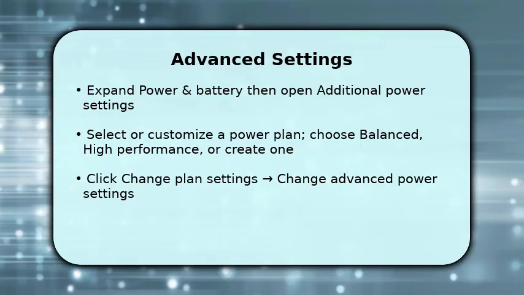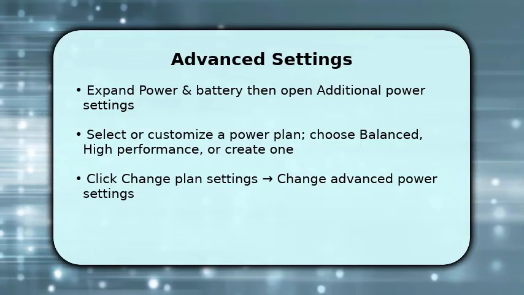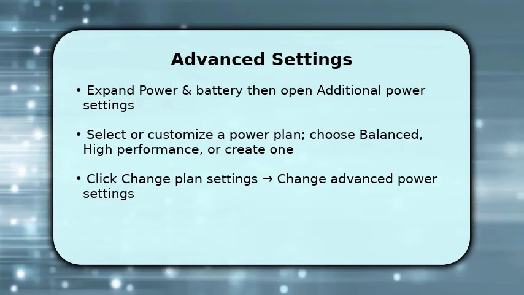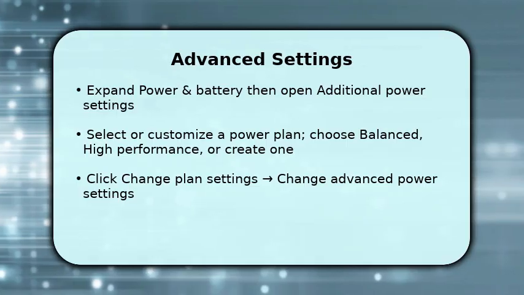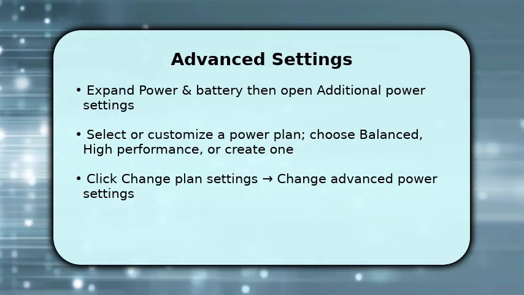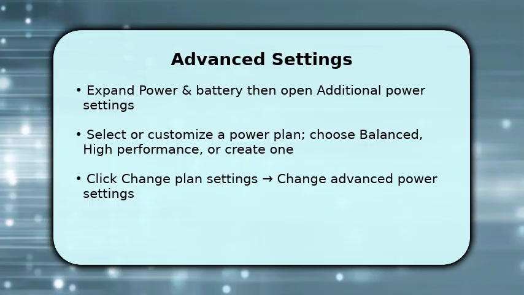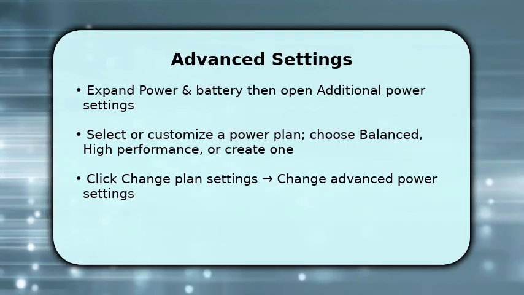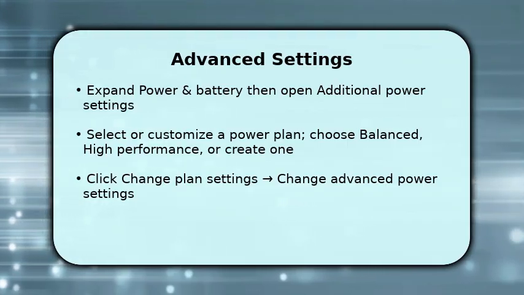Once in additional power settings, pick a plan close to your needs and then click Change Plan Settings to modify basic timers. You'll then open Change Advanced Power Settings to see granular options: processor power management, sleep after, lid close action, and battery thresholds. Adjust minimum and maximum processor states to control performance versus heat.